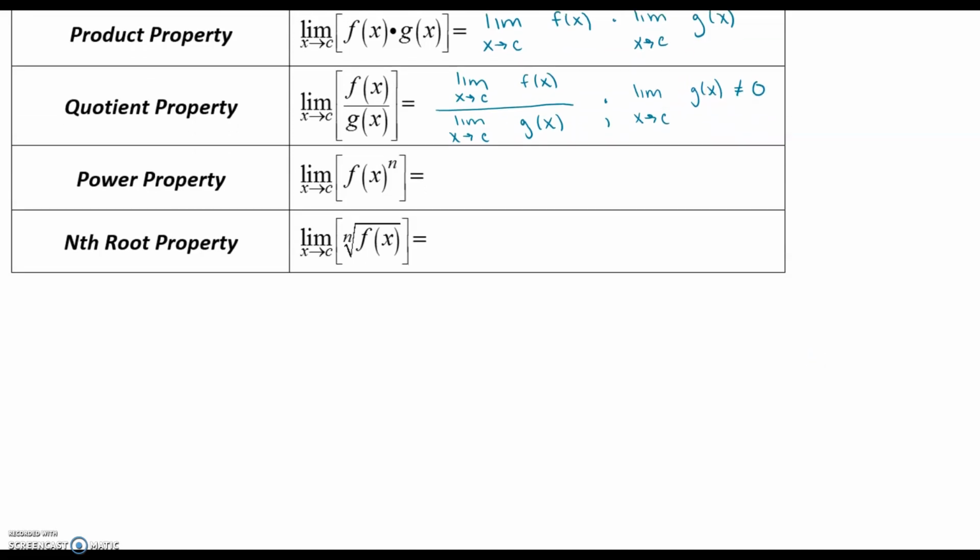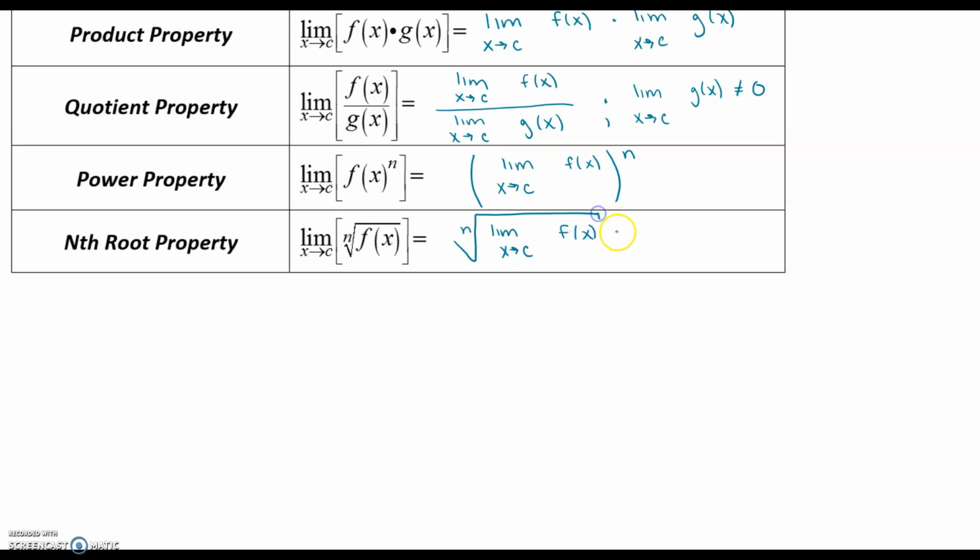The power property, we can rewrite this as the limit as x approaches c of f of x, all to the nth power. And the nth root property, we can rewrite as just the nth root of the limit as x approaches c of f of x.